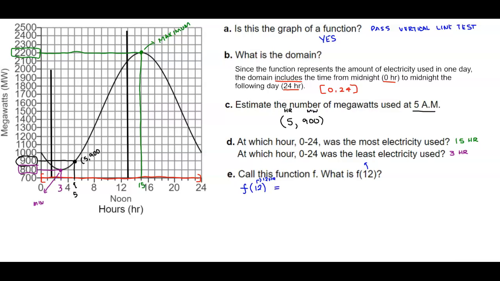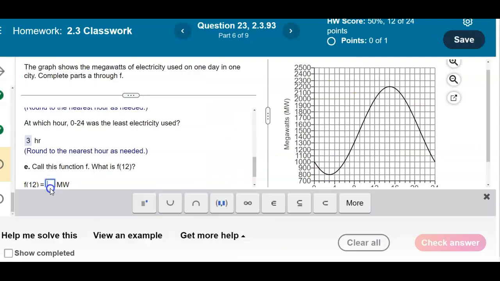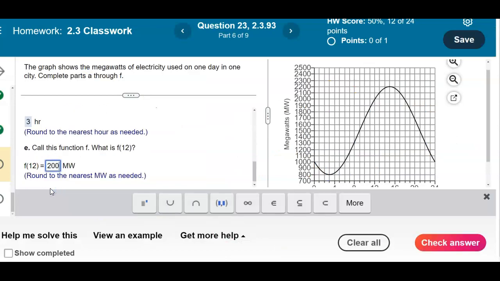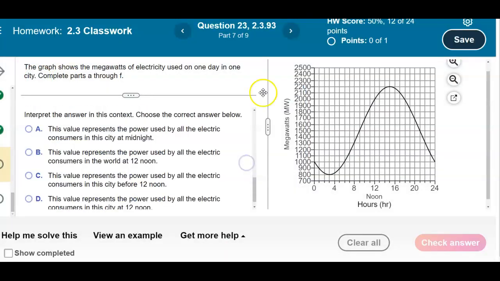And so we're looking for the megawatts. So let's take a look at the 12th hour, and then we're going to follow it all the way up to the graph. And then what is the output? Well, the output is 2,000 megawatts. So therefore, this ordered pair is 12 and then 2,000 megawatts. So therefore, it's going to equal 2,000 megawatts. Let's go ahead and put that answer in. We have 2,000, and there is our result.